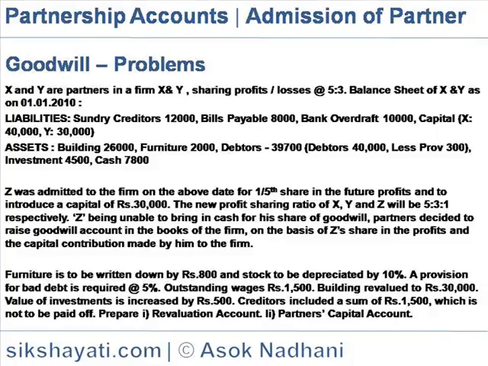Furniture is to be written down by 800, stock is to be depreciated by 10%, provision for bad debts is required at 5%, outstanding wages is 1,500, building revalued to rupees 30,000, value of investment is increased by 500, creditors included a sum of rupees 1,500 which is not to be paid off. Prepare a revaluation account and partners' capital account.